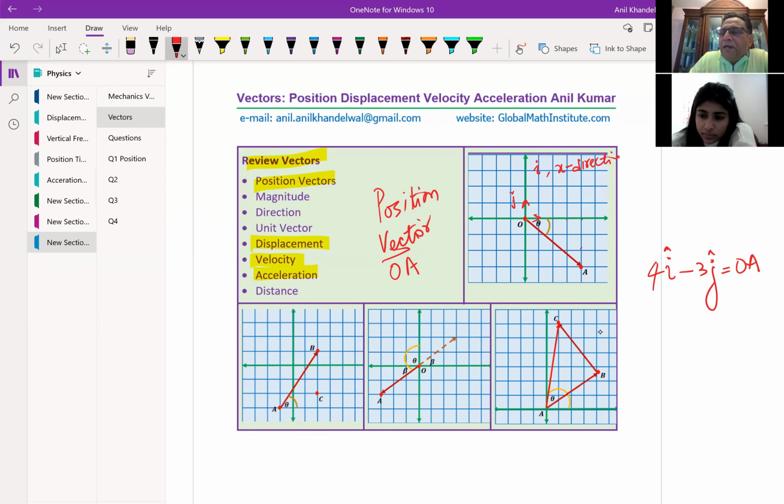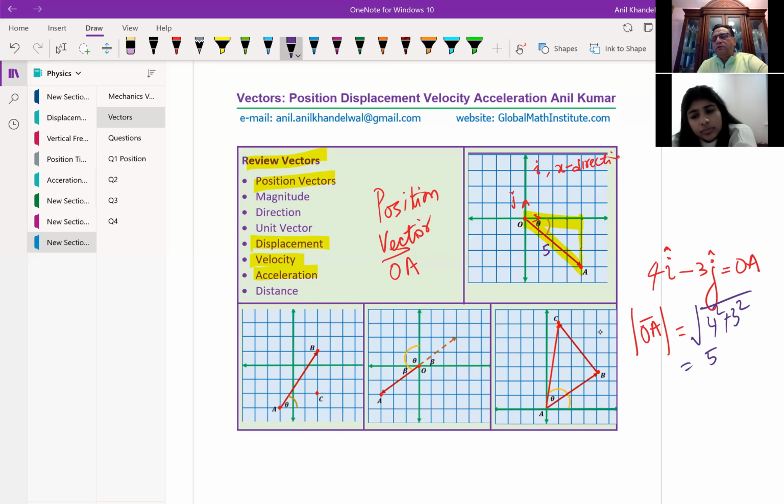Now, to find the magnitude of this vector, we'll write OA, magnitude with absolute bars. We can use the Pythagorean theorem, right? So that is the hypotenuse of a right triangle, correct? So you can see this is a right triangle. So we know this is the hypotenuse, and therefore we can write this as square root of a square plus b square, which is 4 square plus 3 square. Minus 3 will become plus 3, so I've written like this, which is 5. So the magnitude is 5 for this particular vector.